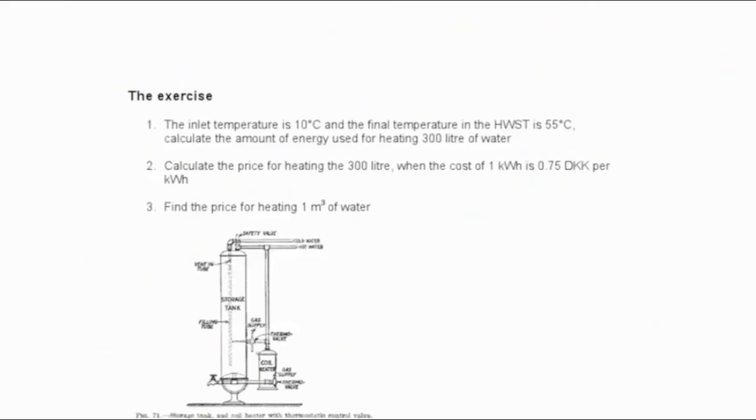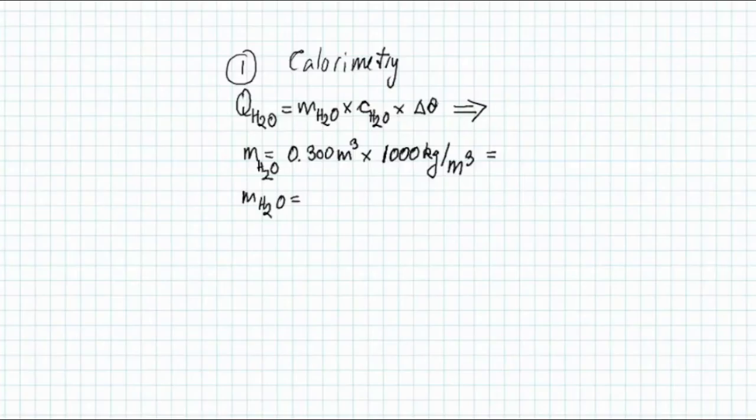Let's take a look at the exercise. We have to calculate the amount of energy used for heating 300 liters of water. We know that the inlet temperature is 10 degrees and the final temperature in the tank is 55 degrees Celsius. I have written up the equation to use, and as you can see I have put on indexes for the water. That's the chemical formula.